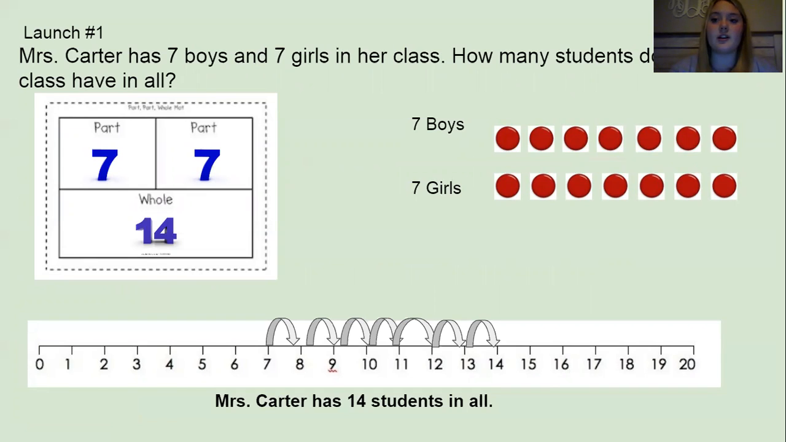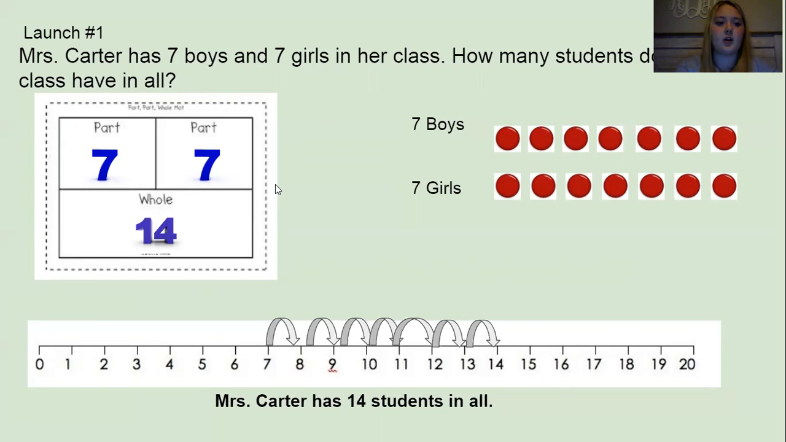So if you already know that 7 and 7 is 14, good for you, kiss your brain, because that is so smart. But when we are solving these word problems, we should always show it with at least one strategy, just to make sure that we got it right. So even if you know 7 and 7 is 14, I still hope you showed me with a strategy to solve this problem. I'm going to start by showing you how to solve this with your part whole mat.